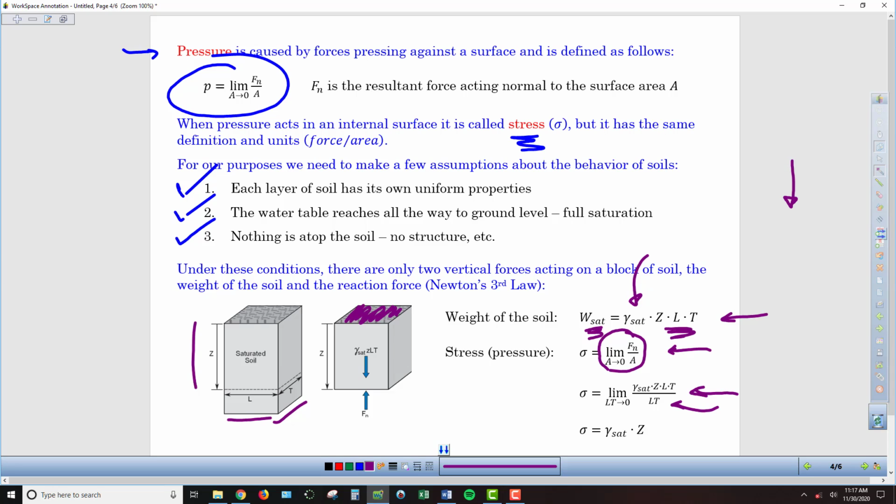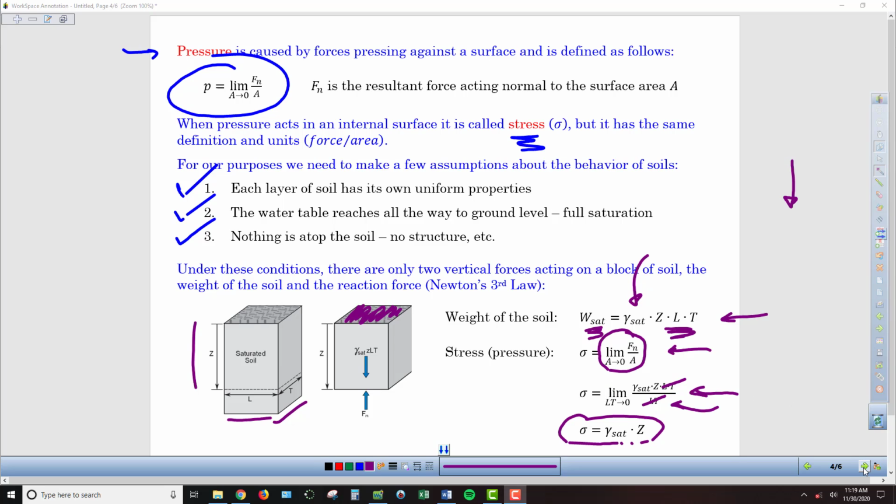Well, you can see that before we apply this limit of that area, L times T approaching zero, we can do a little cross-canceling here. And so then we're left with the stress that the soil experiences just because of its own weight is equal to the saturated density of the soil times the thickness of the soil sample. So again, this is the stress that is just due to the soil itself. There's no structure or anything. It's just the soil and the weight of the water that is creating this stress that the soil is experiencing on its own.